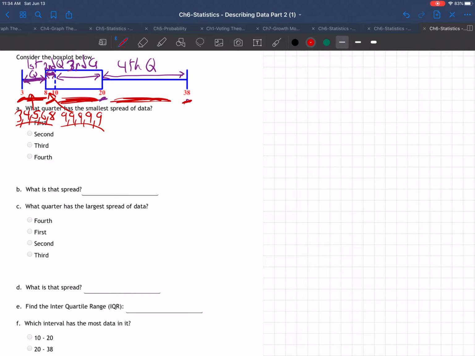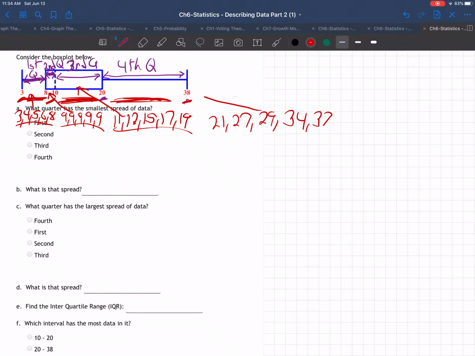Then there's a bunch of values between 10 and 20. Maybe 11, 12, 15, 17, 19. There's 5 numbers, maybe. I don't know how many numbers there are. They're not telling me the total number of numbers. And then there's 1/4 of all the numbers between 20 and 38. Like 21, 27, 29, 34, and 37, maybe. Or let's go all the way to 38 there, I guess. So 38. So there we go. So I'm just saying, for instance, this is a possibility. Maybe there's 5 data values in each of those sections. I don't know how many data, but maybe there's 500 data values in each of those sections.